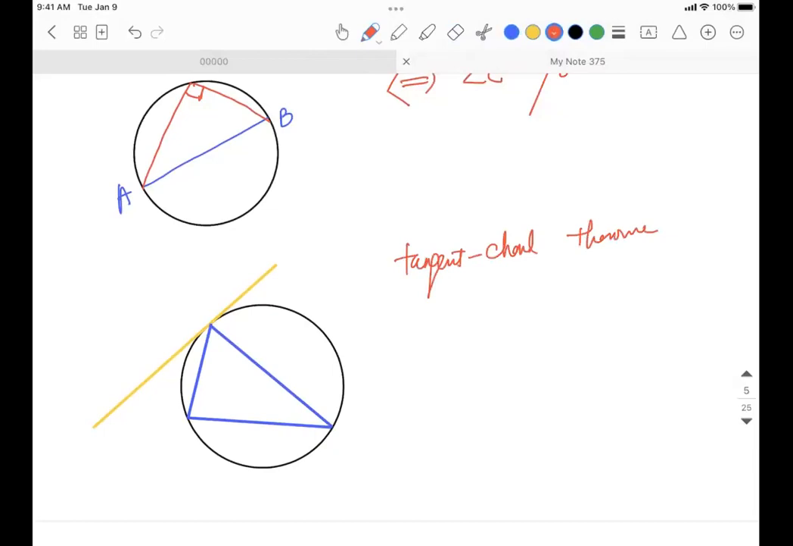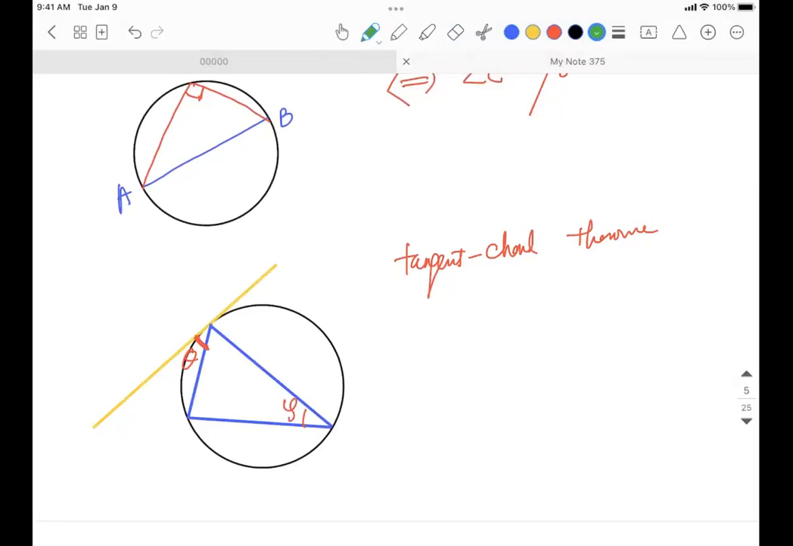An angle included by a tangent line and the chord of a circle. You see, my angle theta. My angle theta is an angle included by a tangent line and a chord of my circle, right? So this angle will be the same measurement as any inscribed angle facing the same chord.